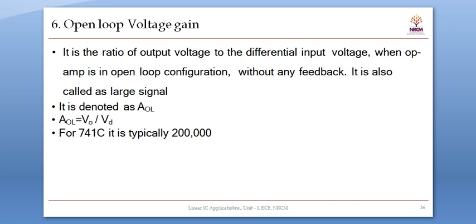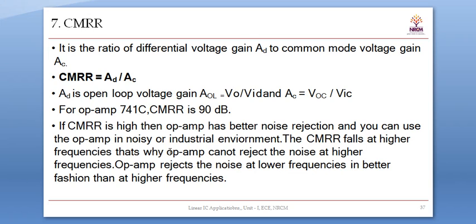Now the next definition is CMRR, the common mode rejection ratio. The common mode rejection ratio is the ratio of differential voltage gain to the common mode voltage gain. AD is the differential voltage gain, or open loop voltage gain. We know that the open loop voltage gain is 2 into 10 to the power 5 in general for the 741 IC.